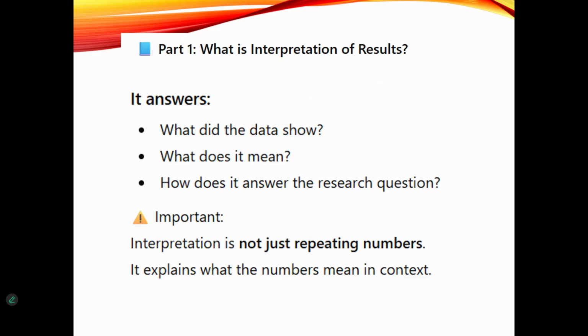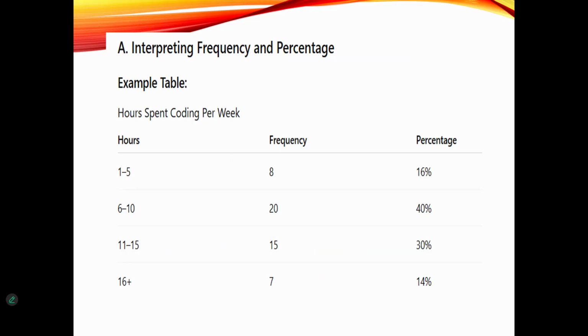So again, let's discuss the interpretation of results. It answers: what did the data show, what does it mean, and how does it answer the research question. Important: interpretation is not just repeating the numbers. You will explain what the numbers mean in context. For example, we have hours of coding spent per week. For 1 to 5 hours, there are 8 students, so the percentage is 16%.